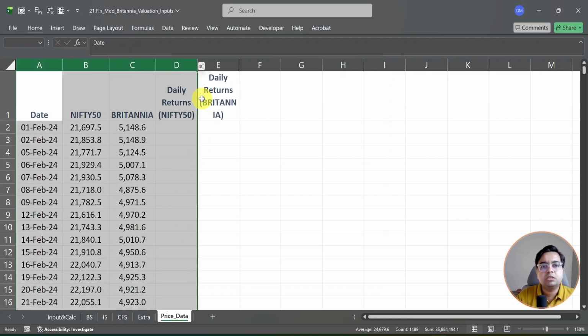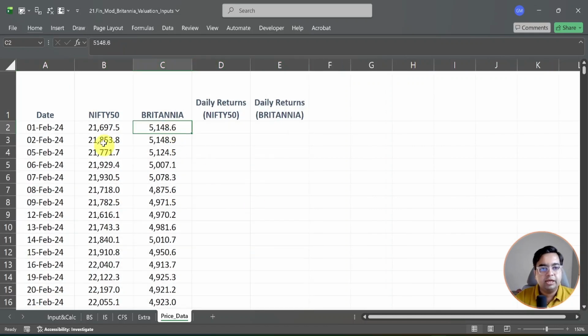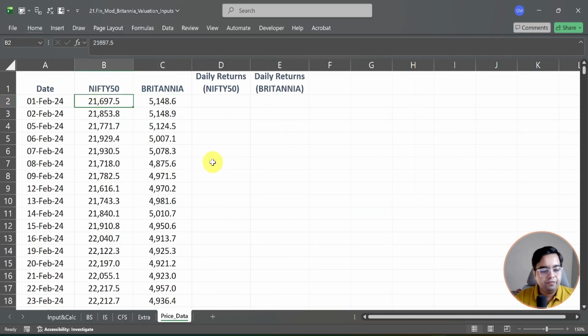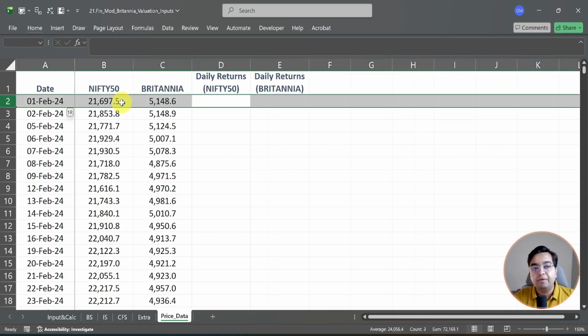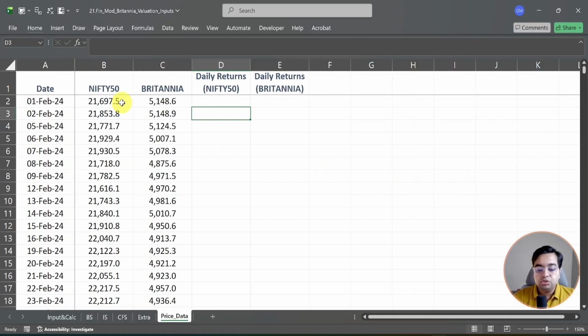And let me just increase the width of the columns. And here we have... Let me also freeze this to freeze all of it. And here we have everything frozen. Of course, I cannot calculate the daily return for first Feb 24 because I don't have the previous day's closing price for any of the securities. So we are going to start from the second cell, which is cell number D3 in this case.